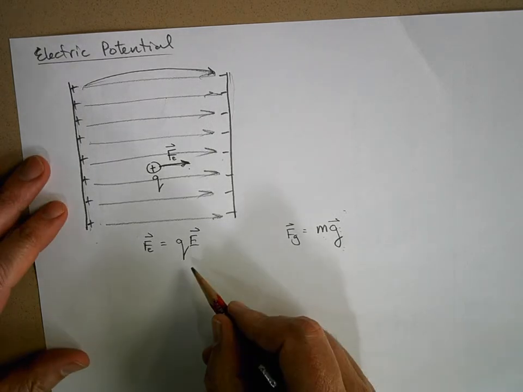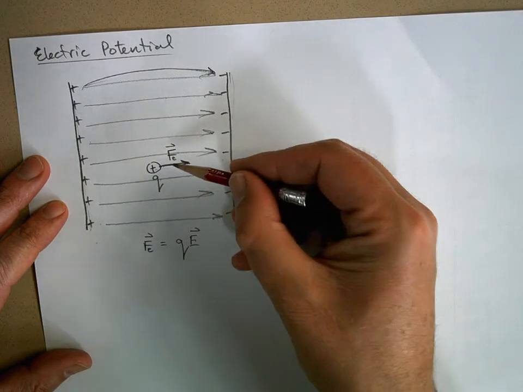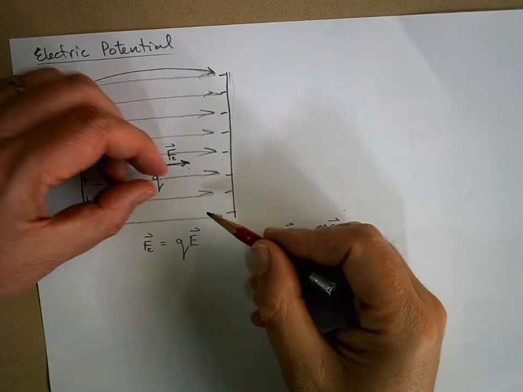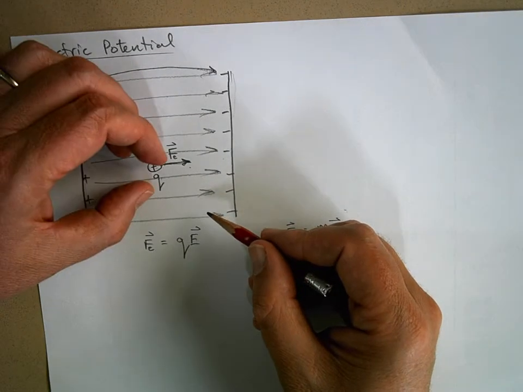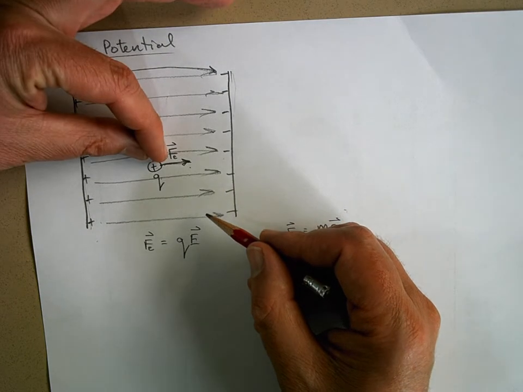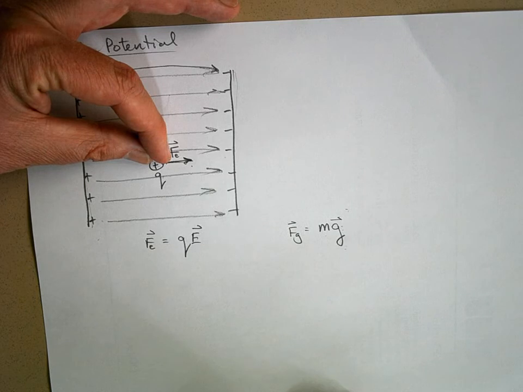So if I have the charge here, let's think about this for a second. What if I were to let this thing go? What would happen to it? Let's say I'm holding the charge like this, holding it in place. What happens if I just let go of it?